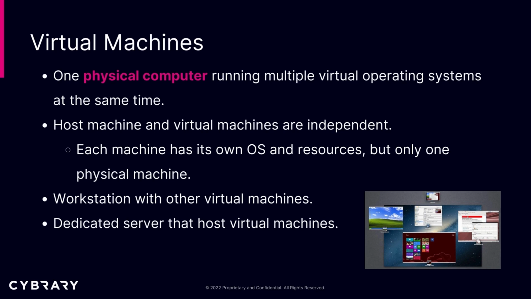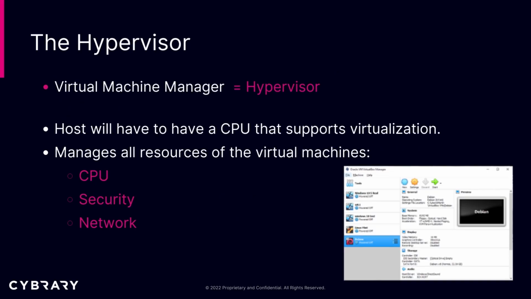Each machine has its own operating system and its own resources. So it's almost like mini computers or systems on that host machine. So you have the workstation with other virtual machines on that host. In a virtual machine or client-side virtualization, you can have a desktop with multiple operating systems, or you can have a dedicated server that runs separate operating systems as well.